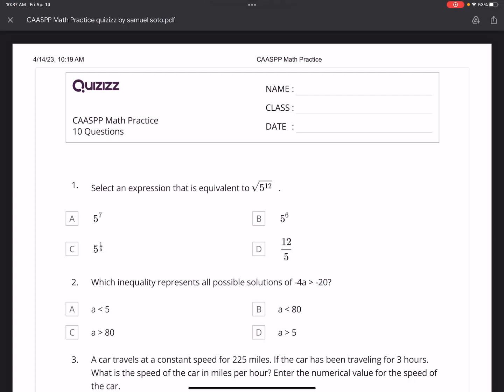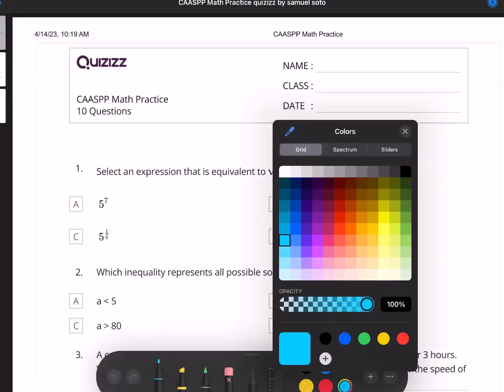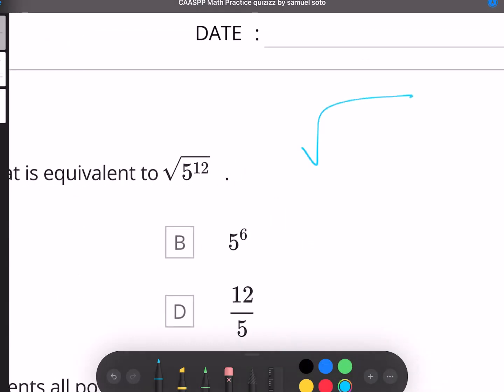Hey guys, let's go over question number 1. It says select an expression equal to the square root of 5 to the 12th power. What we need here is some knowledge about square roots and radicals. So this is called a radical or a square root. And here is called an index. This is kind of like the street sign that tells you how many people can come outside this house.